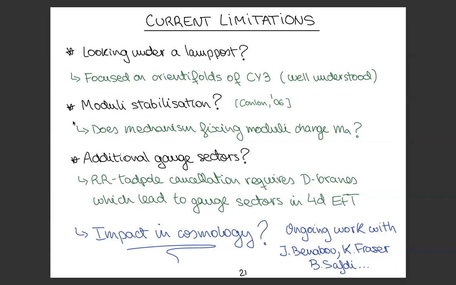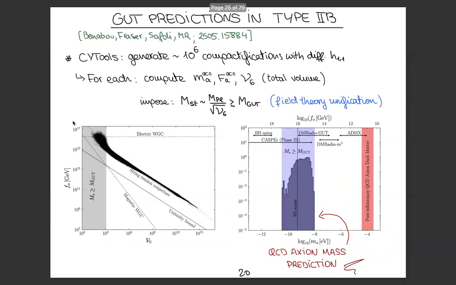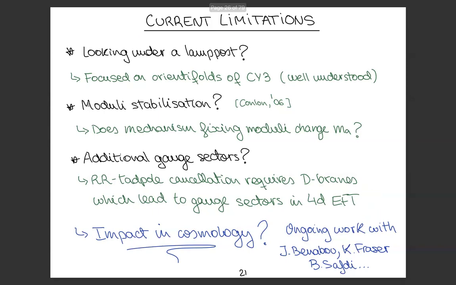Okay, so this software is extremely good at giving you this kind of quantities, but things like modular stabilization or gauge sectors and all this is something which is not considered, because otherwise that would be much harder. So this is, as I said, the list of limitations that currently we have.